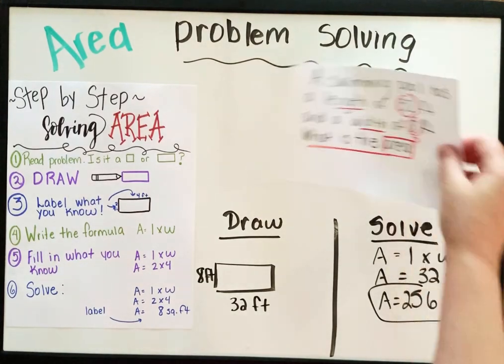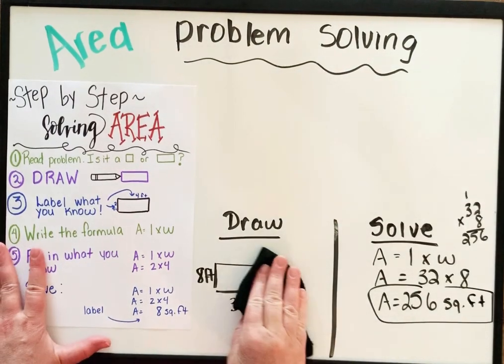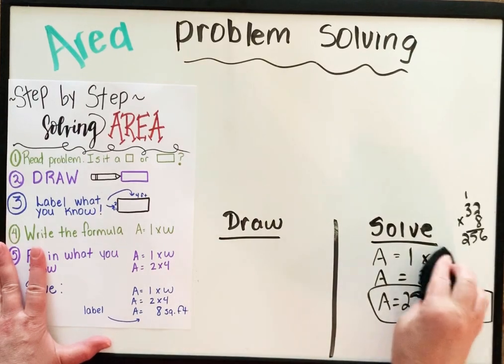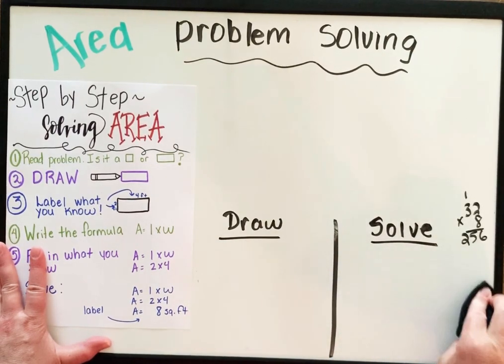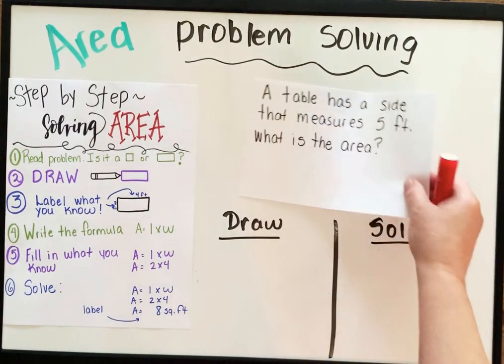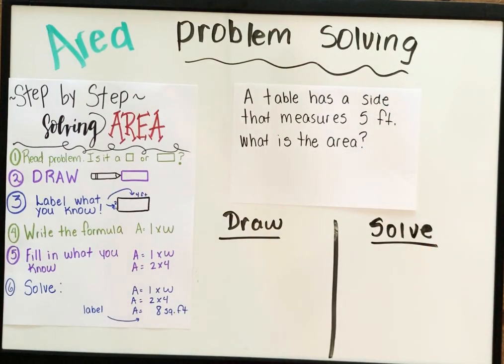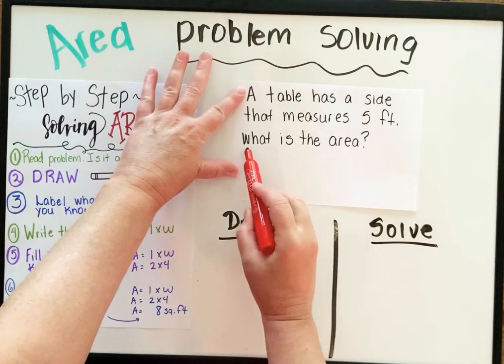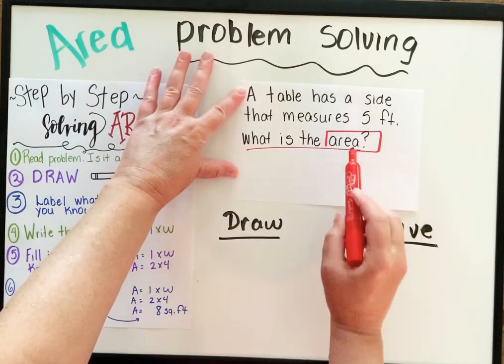I'm going to erase this, but I'm going to leave our draw it and solve it. We're going to do that for every problem. Let's look at the next one. A table has a side that measures 5 feet. What is the area? So we're trying to solve for area.